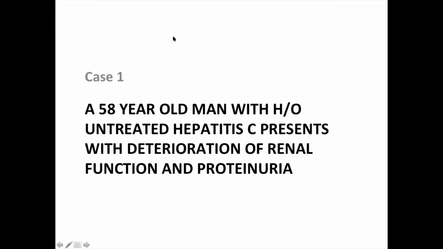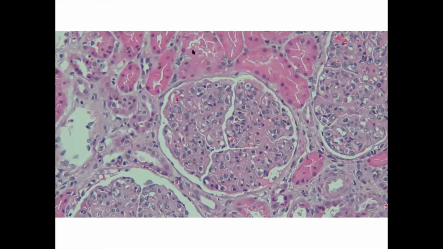Yes. All right. So case 1 is of a 58-year-old man with a history of untreated hepatitis C. He presents with a deterioration of the renal function and proteinuria. His baseline was at a certain level, and then all of a sudden he worsened very acutely. This is the H&E, and what is this pattern, guys?